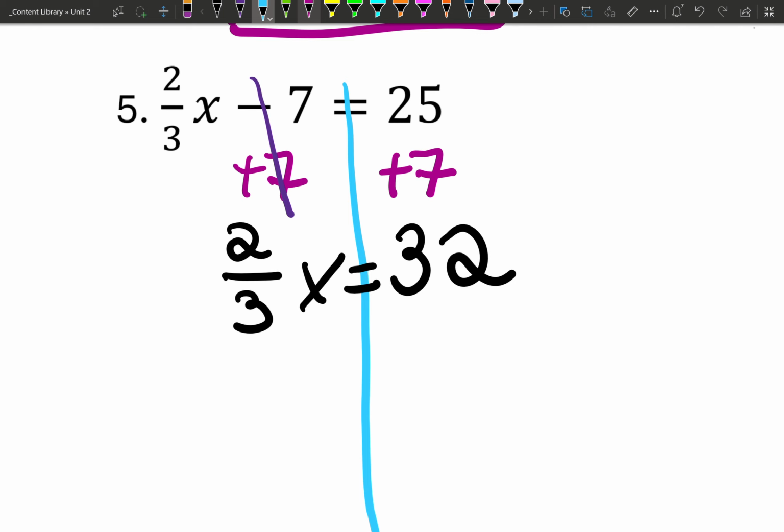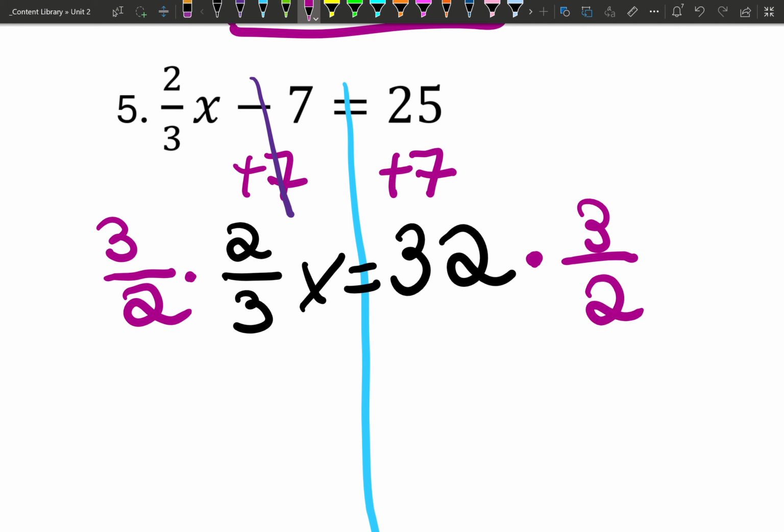Now let's practice what we did with the fraction on the other side, on number 4. We're going to multiply both sides by the reciprocal. So I'm going to make my fraction 3 over 2 instead of 2 over 3. On the left side, 3's cancel, 2's cancel. I have x left over.